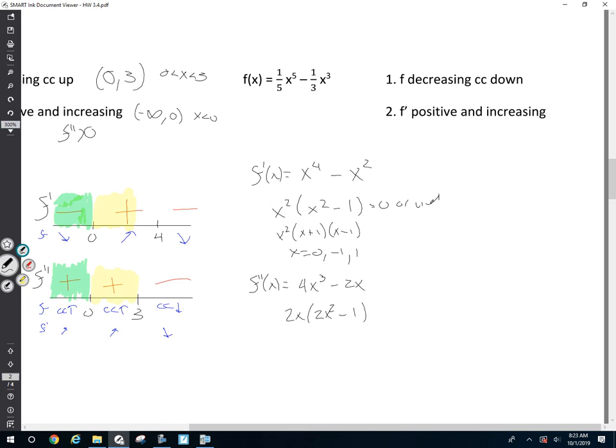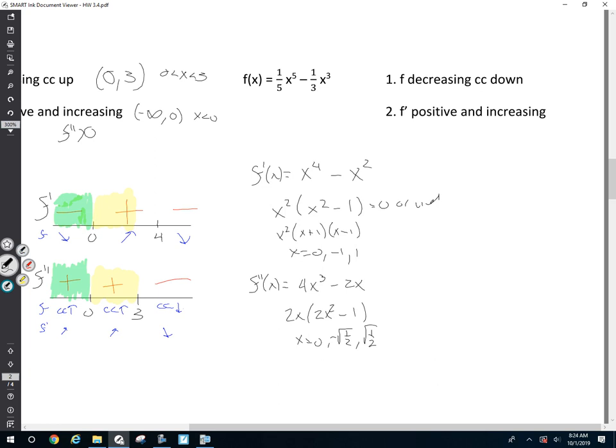So 2x squared minus 1, you will need to solve. You could factor this if you wanted to, but it's easier to solve. 2x squared equals 1. x squared equals 1/2. x equals plus or minus root 1/2. So x equals 0, negative root 1/2, positive root 1/2.